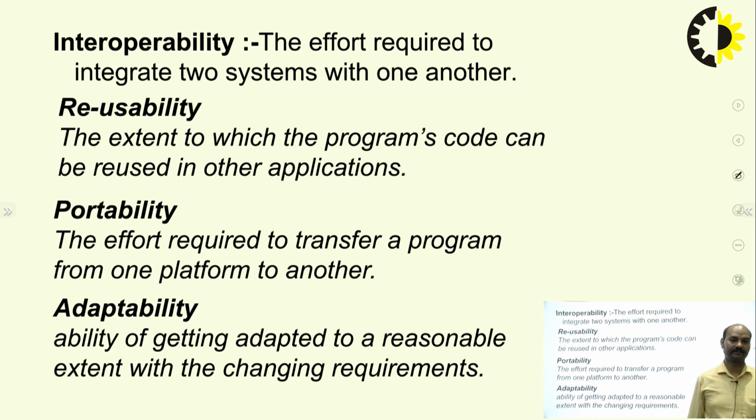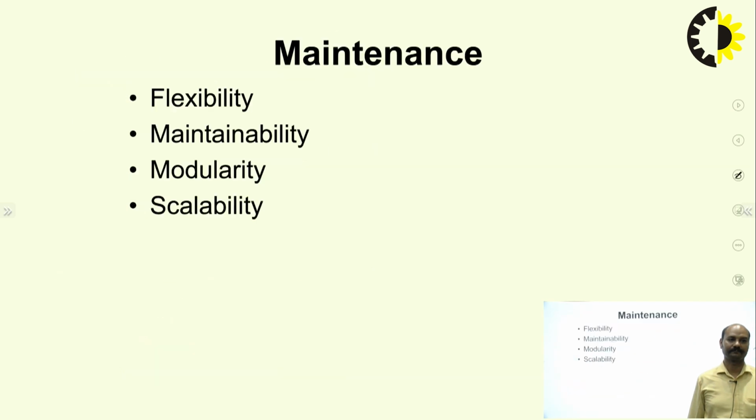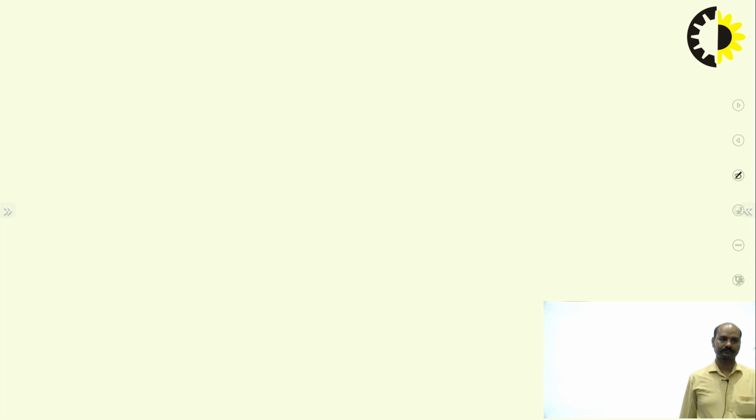Then adaptability: the ability to get adapted to a reasonable extent with changing requirements, whether it is an environmental change or a hardware change, whatever it may be. So that is the most important factor of the maintenance part, that is the adaptability. The maintenance characteristics are flexibility, maintainability, modularity and scalability.